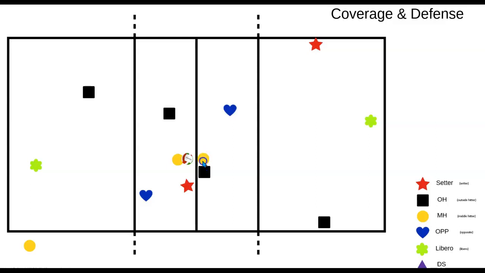Our middle is going to come over, and they're going to read the middle hitter's arm to figure out which direction to set their block. Our opposite is going to pull off, just like they did on a strong side hit, right? They're going to pull off and come close to take the tips, right? Notice she's not right on the 10-foot line, and she's not right on the net. She's kind of cut it in half.